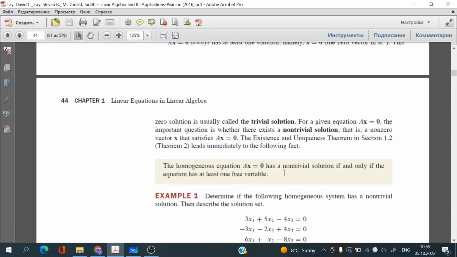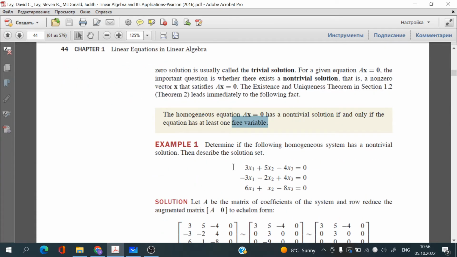The homogeneous equation Ax = 0 has a non-trivial solution if and only if the equation has at least one free variable. So what you need to look for is at least one free variable. If you have at least one free variable, then you say that your system has a non-trivial solution. From the textbook example, you have to determine if the following homogeneous system has a non-trivial solution, then describe the solution set.